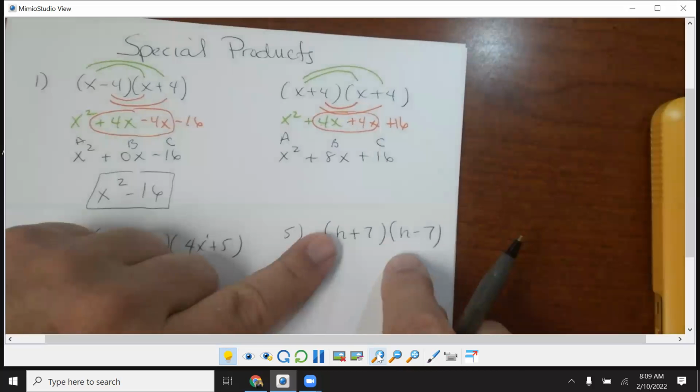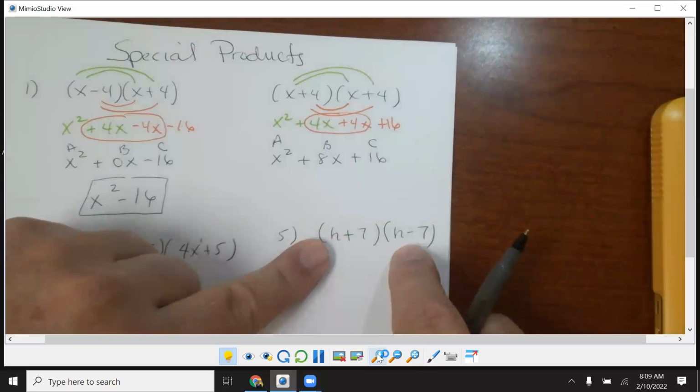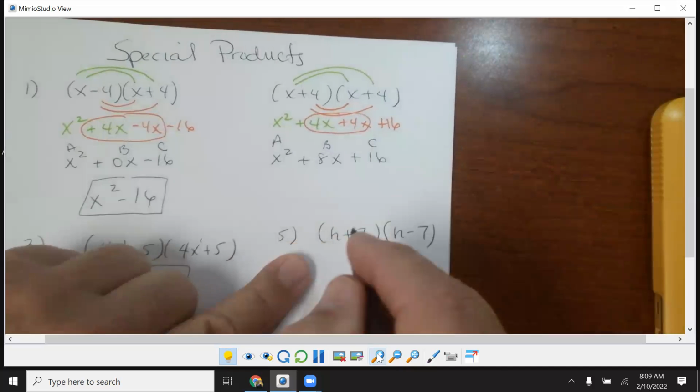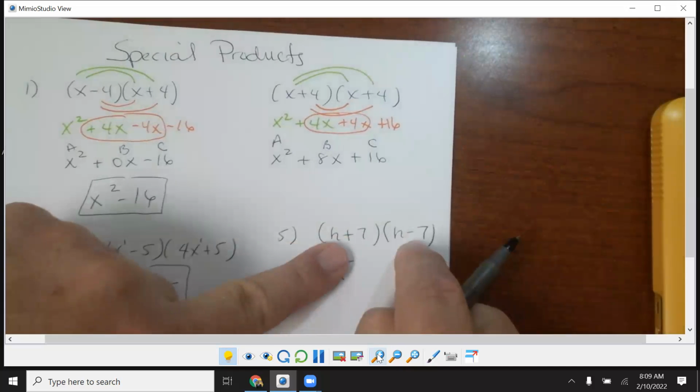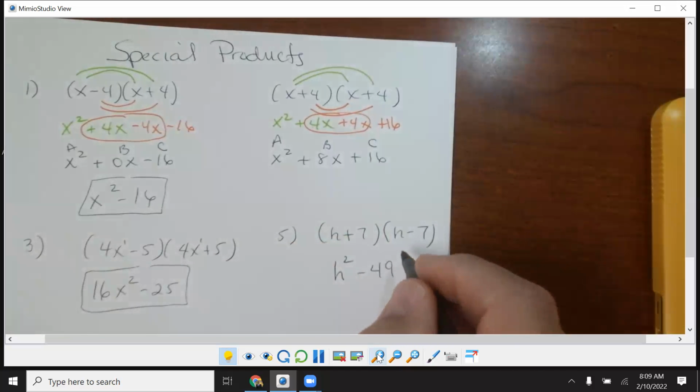Okay, look, the exact same thing. They're both h's and 7s. So I'm just going to multiply the two h's together. So that's h squared. Multiply the two numbers together. That's 49, and it's going to be always a subtract 49.